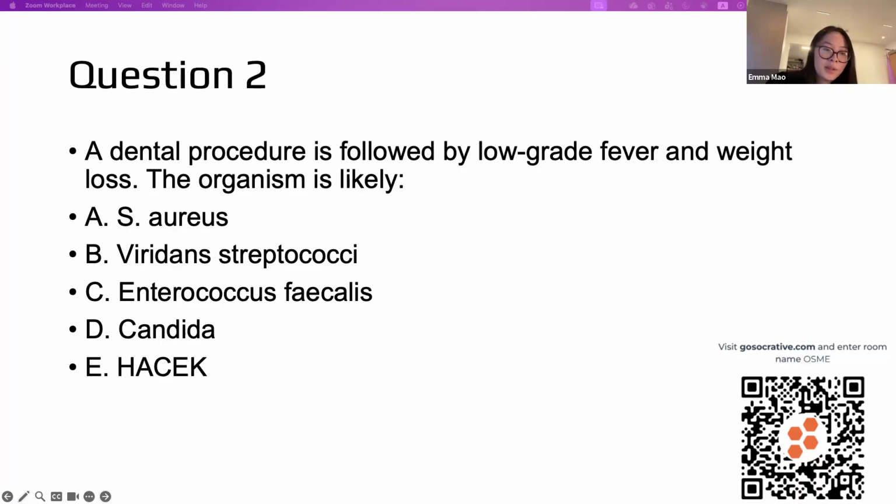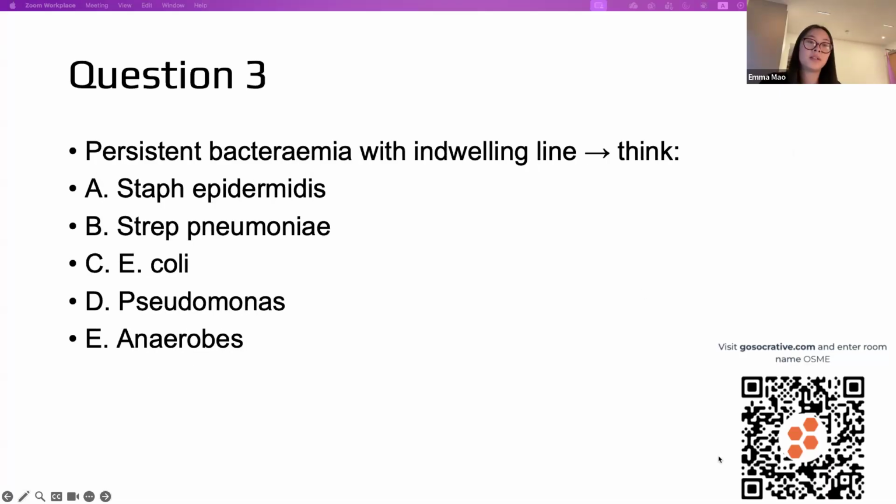Nice. It's Strep viridans, so that's just the one often after dental work. For the other ones, I think it gives the reasons for the other options as well. Okay, that's just one quick one to remember. And then one last question. Persistent bacteremia with an indwelling line, which one would that be? Let me move this along.